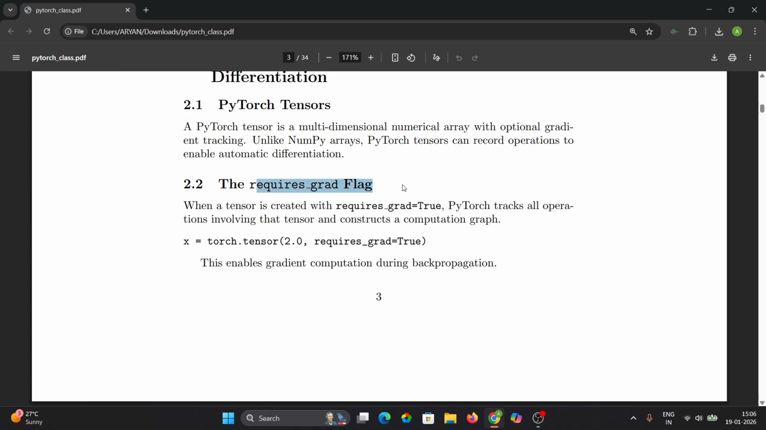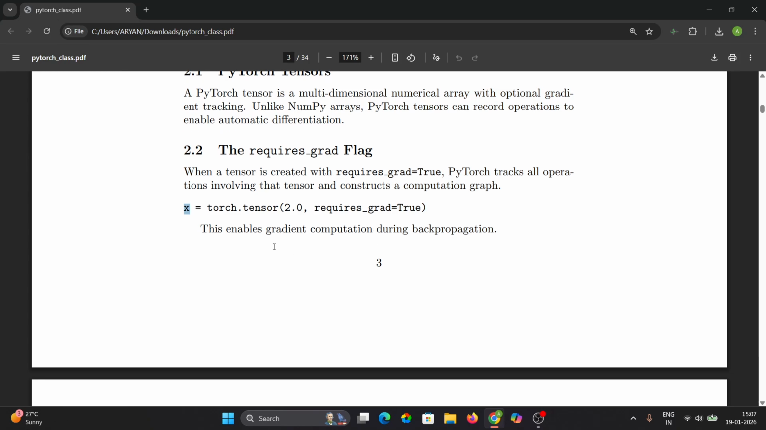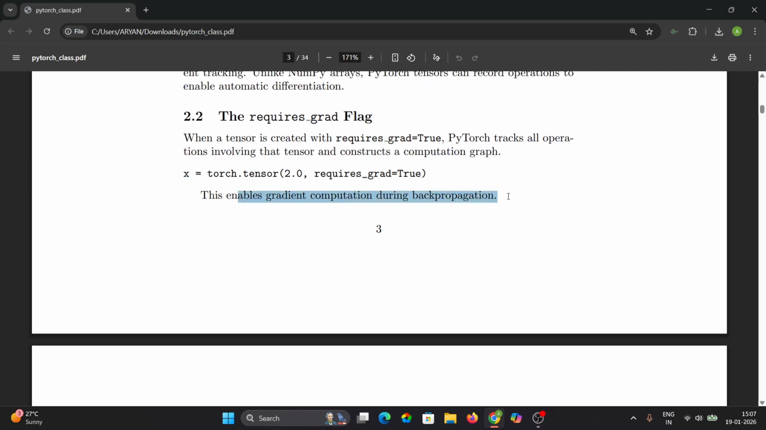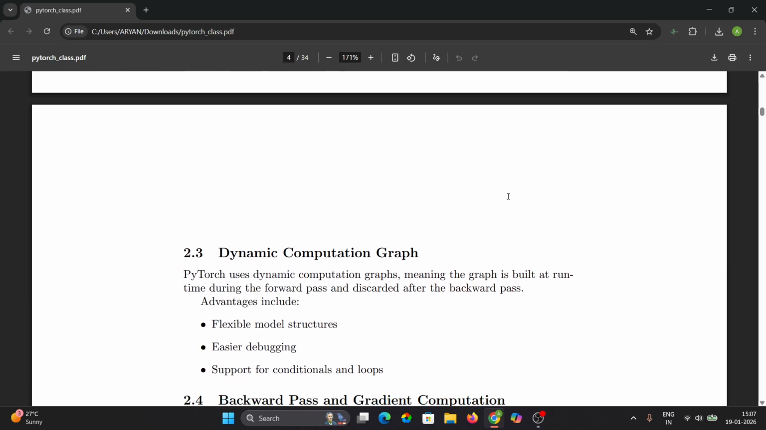This is the requires_grad flag. When a tensor is created with requires_grad equals True, PyTorch tracks all operations involving that tensor and constructs a computation graph. We will see with an example how it happens. Take x equals torch.tensor(2.0), creating a tensor of value 2 with requires_grad equals True. It means we want to track the operations involving this tensor x and construct a computational graph. This enables gradient computation during backpropagation.